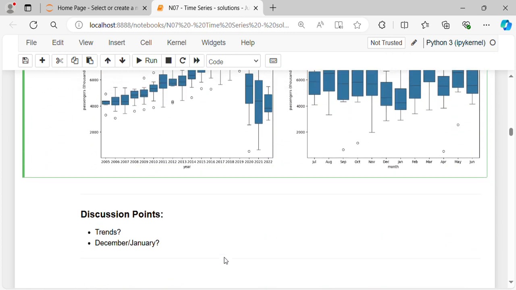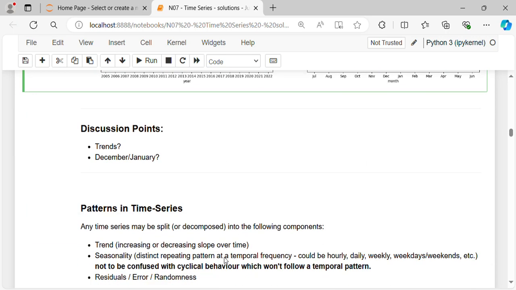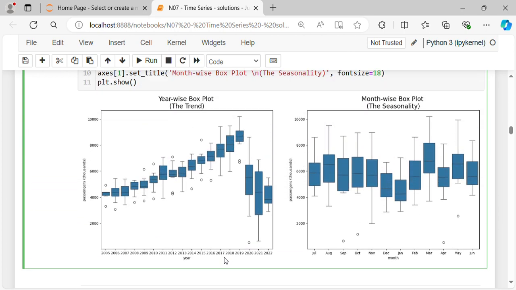Plotting the box plot, what we found from the year-wise box plot was that the trend was linear, in increasing order. So the number of passengers was increasing, but when there was a COVID lockdown, the number of passengers declined. The median number of passengers was the lowest in 2022.